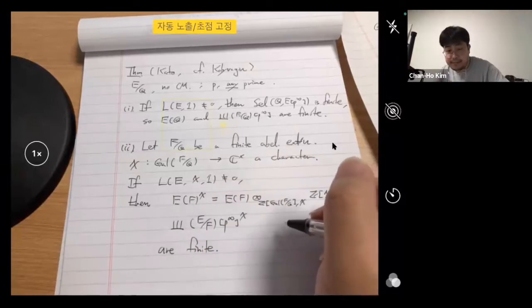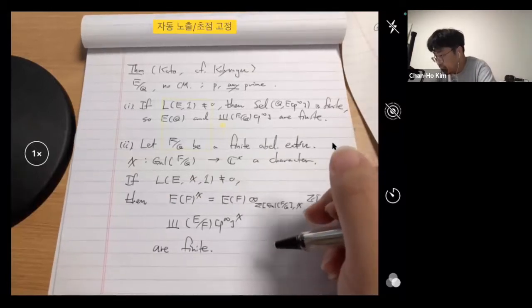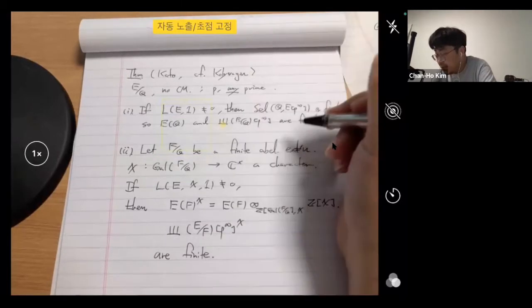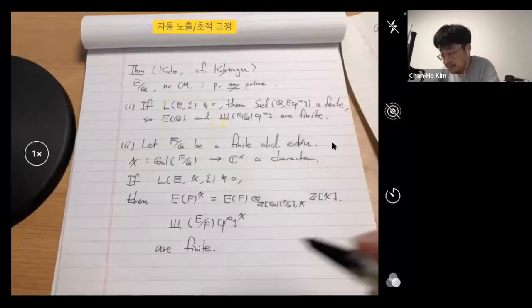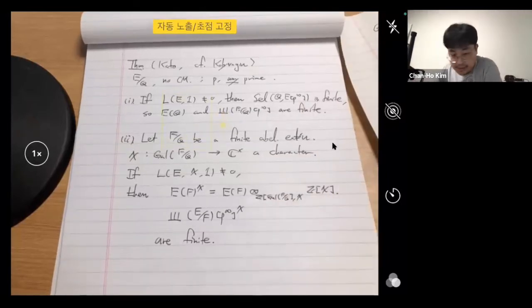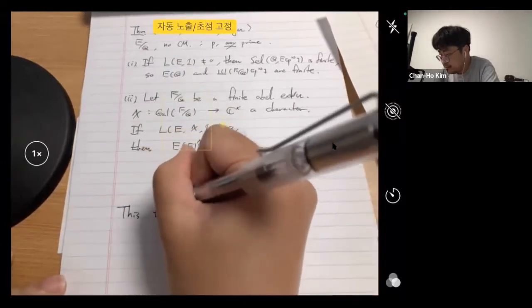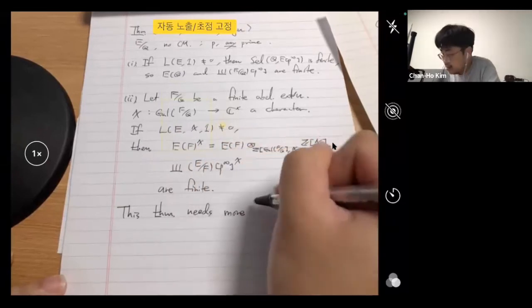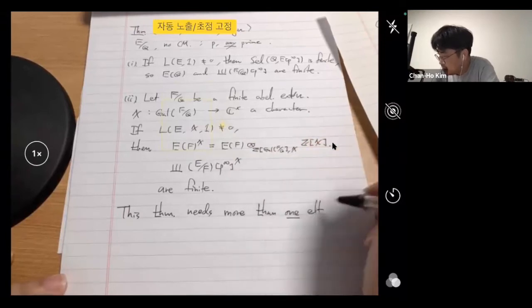And this theorem needs more than, oh sorry, are you assuming the bottom class? Yes. So the non-vanishing of the L values implies the bottom class of the Euler system is non-zero. Yeah. So this theorem needs more than one element of Z_Q.